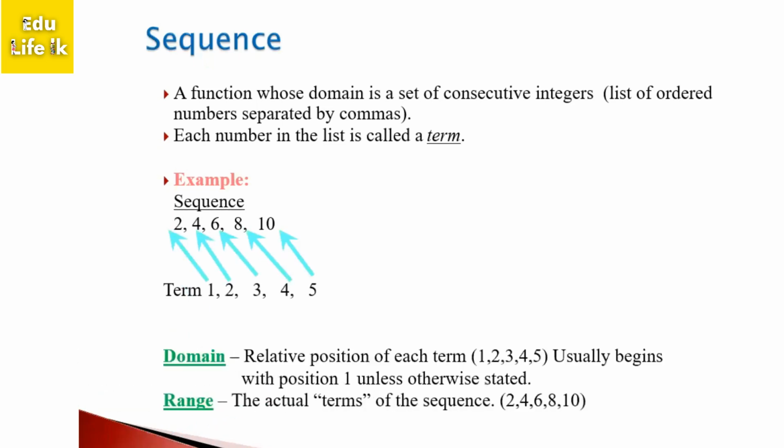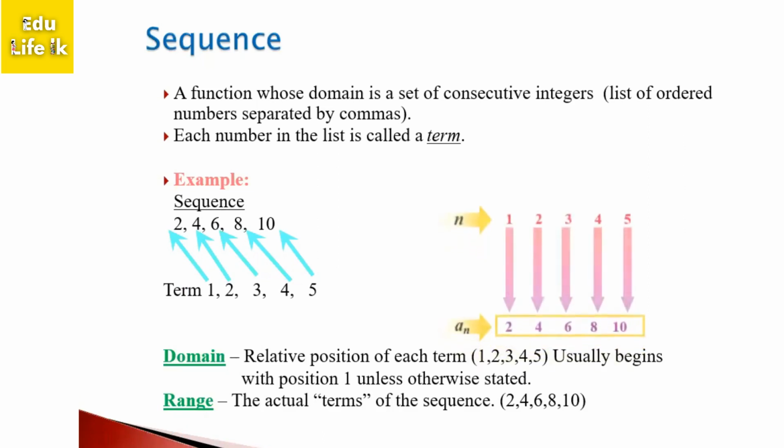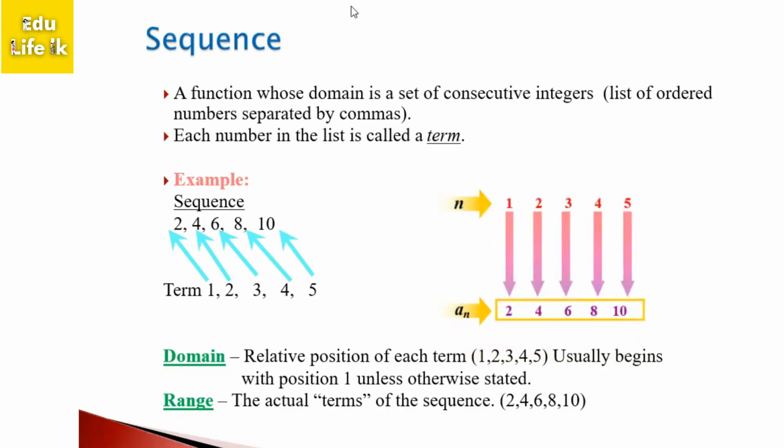Now we are going to learn the domain and the range of a sequence. A sequence is a function whose domain is a set of consecutive integers. It is a list of ordered numbers separated by commas. I will explain this after this. Each number in the list is called a term. Here you can see this is a finite sequence: 2, 4, 6, 8, 10.